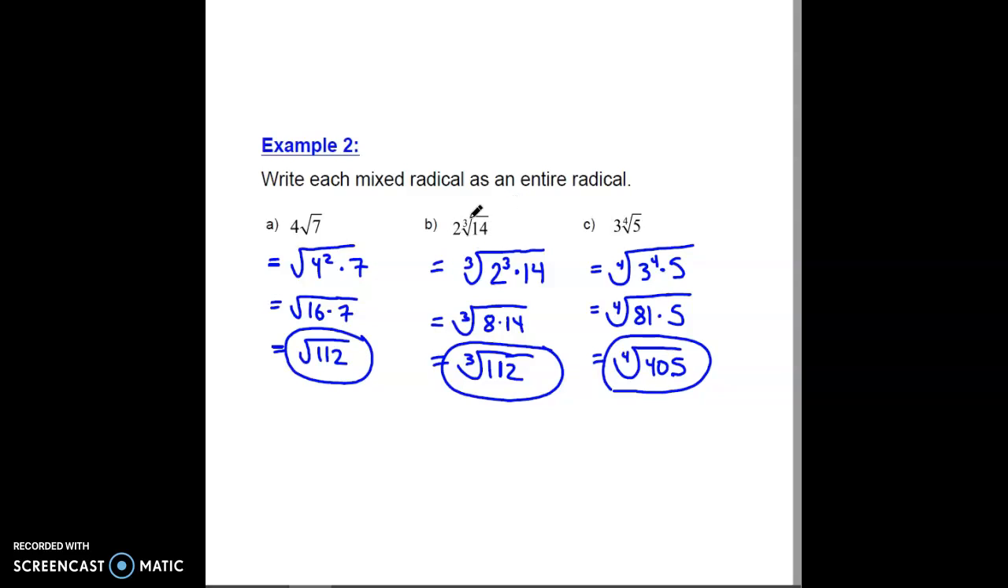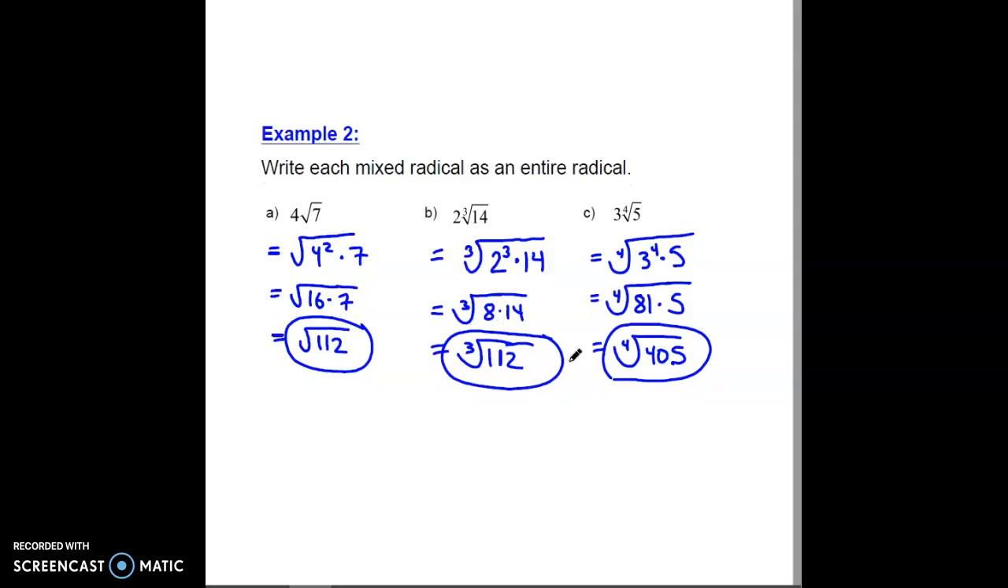Okay, so similar, let's look at B. So we have 2 cube root 14. So we're going to take this coefficient and we're going to cube it. So whatever our index is, we're going to cube it and put that underneath our root symbol. Okay, and then we do that action. So 2 to the power of 3 is 8. 8 times 14 is 112.